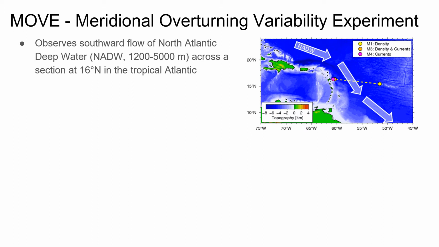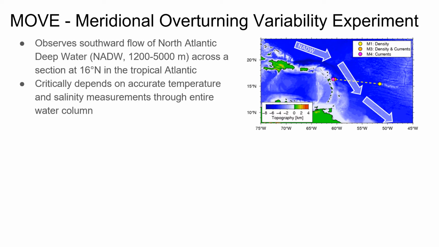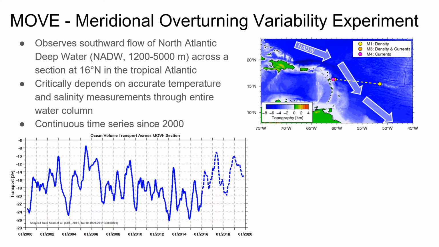MOVE operates a mooring array with 3 sites. Directly at the western slope, the boundary current is observed with current meters on the M3 and M4 moorings. For the open ocean part of the section, from M3 all the way to M1, currents are derived from the thermal wind equation, that is geostrophy, using density observations made with the M1 and M3 moorings. Density is derived from temperature and salinity measurements, for which high accuracy is required. MOVE has made these observations since 2000.